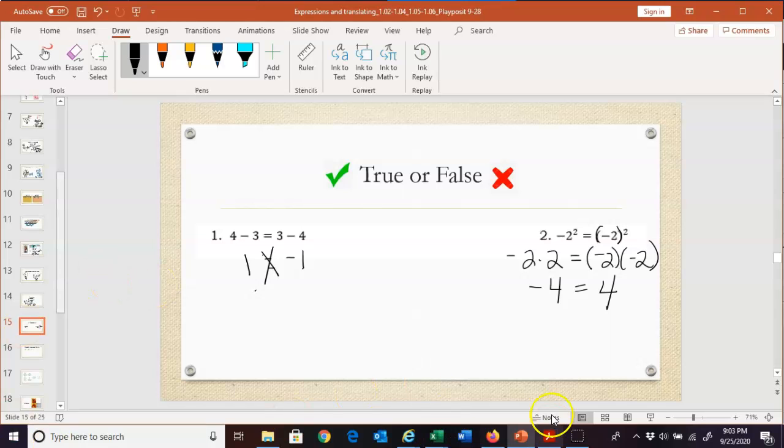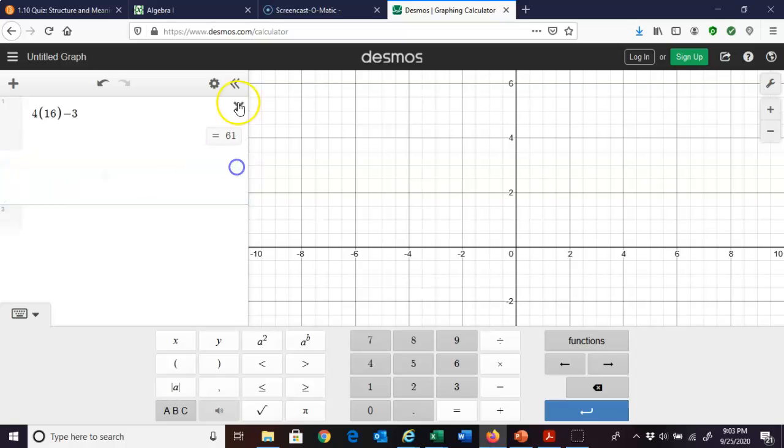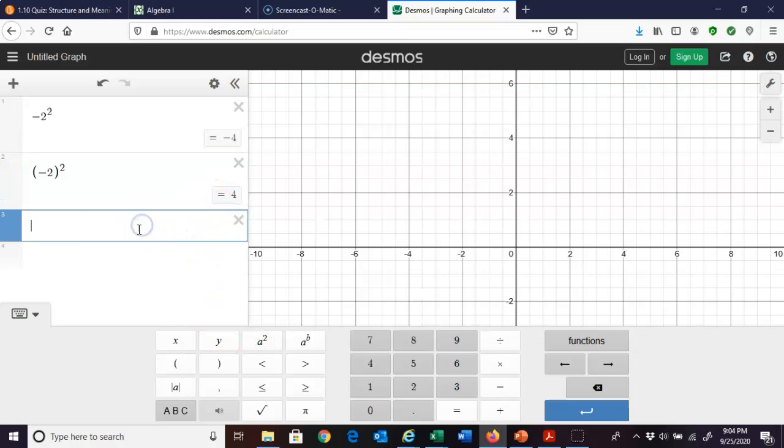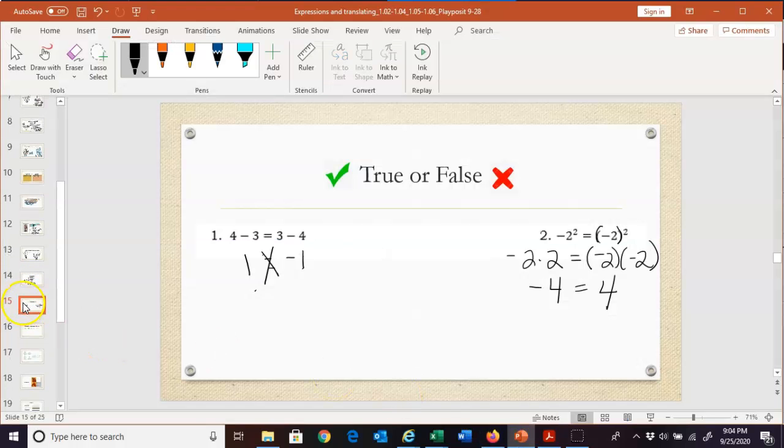And I want to show you guys that in the calculator as well. So we have negative 2 squared is negative 4. And then if you square the entire thing, then you do get that positive 4. So just be super careful with that. I know it can be tricky, especially if we're working fast. So remember that exponent only affects what it's directly touching.